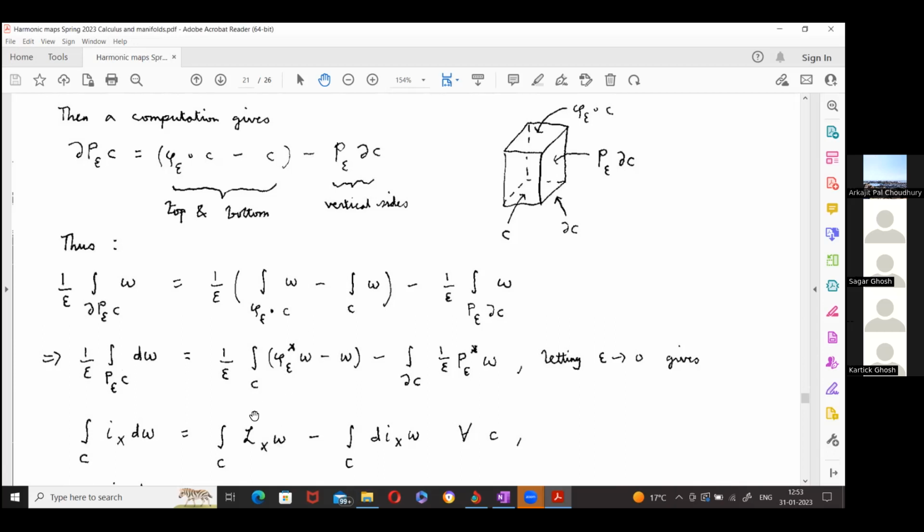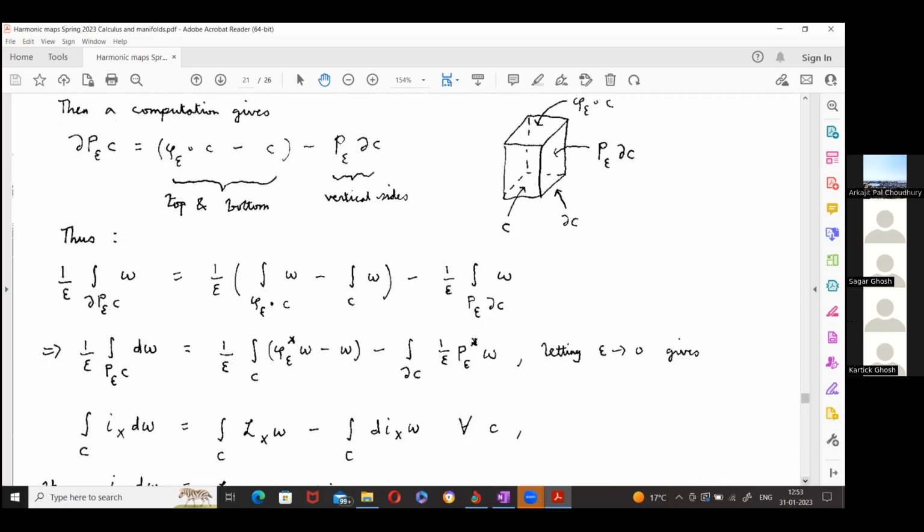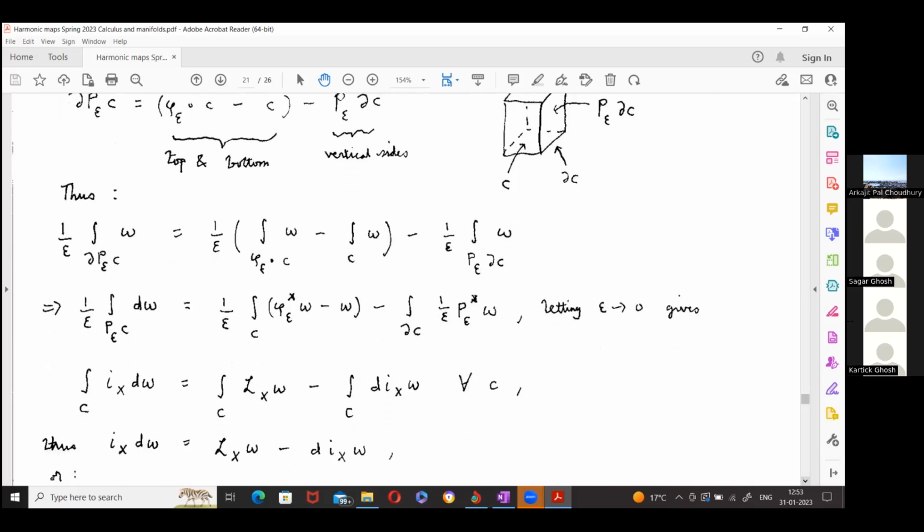So the first term converges to integral of Lx omega over C, minus this last term, this 1 over epsilon, P epsilon star of omega, this converges to Ix omega, right? And then I have this integral over boundary C. So by Stokes' theorem, I can write it as an integral over C, d of this. So this becomes d of Ix omega, right? Is this clear?